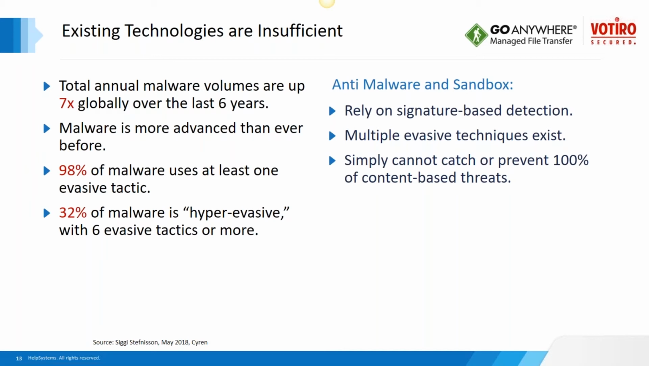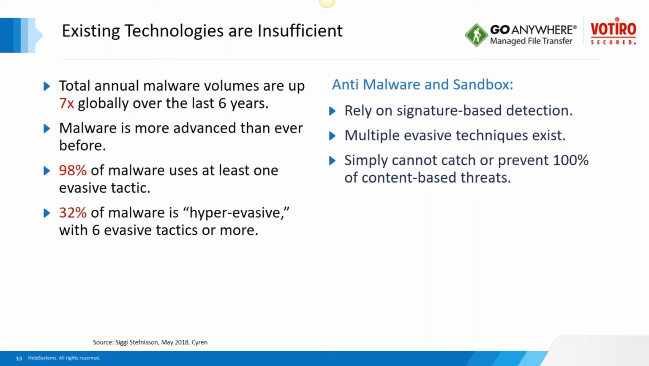And next-gen malware is engineered to bypass and evade the traditional solutions like antivirus and sandboxes. Actually, 98% of malware uses at least one evasive tactic, and 32% of malware is hyper-evasive, meaning at least 6 evasive tactics or more are used, which is totally crazy. So all the companies that have been attacked in the past year, and even before that, they have antivirus and sandbox solutions, obviously. So what happened there?